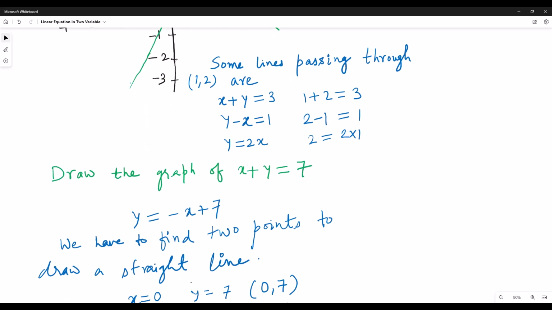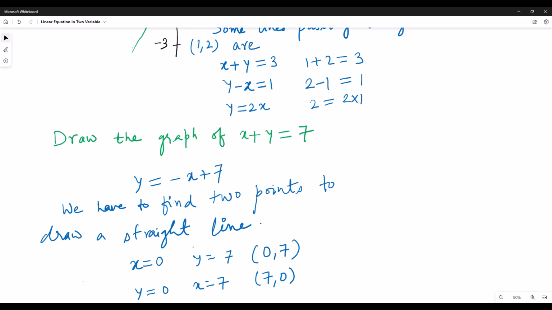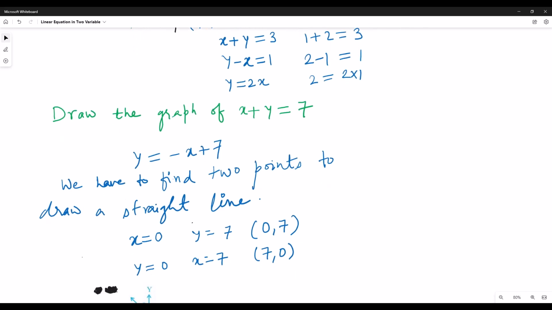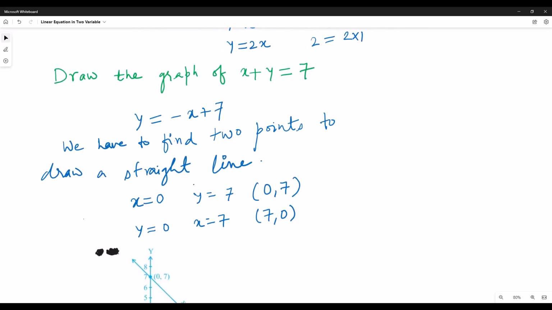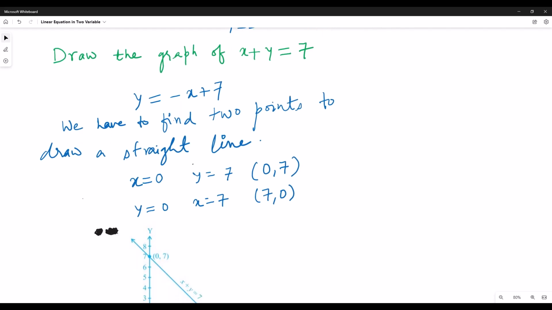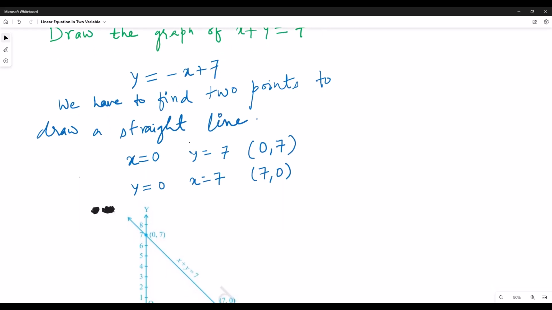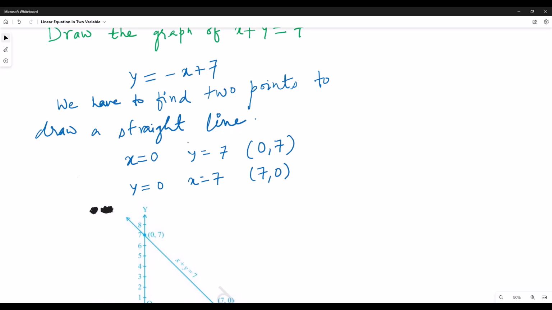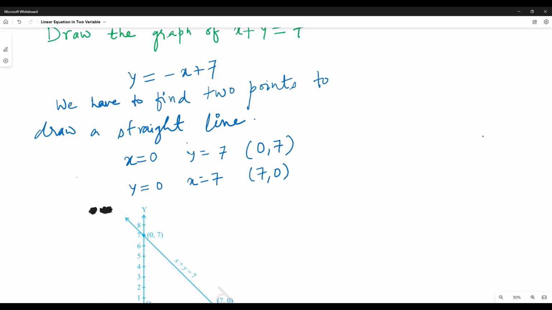Draw the graph of x plus y equals 7. So that will be y equals minus x plus 7. We have to find 2 points to draw a straight line. So when x is 0, y is 7. And when we put y as 0, then x will be 7.